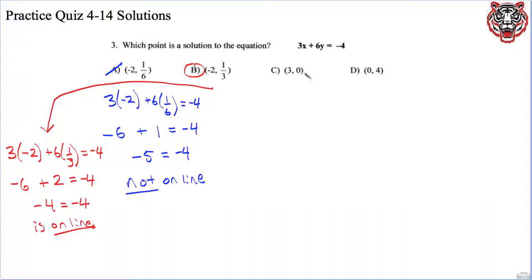I could go through each of these to prove that these also are not on the line, but I'm going to go ahead and pause here. This should be the process that you go through as well. Once you find the answer, you can stop. If you have extra time at the very end, then you can go back and check to make sure C and D are not on the line. That's how you can check your work, making sure that these are not.